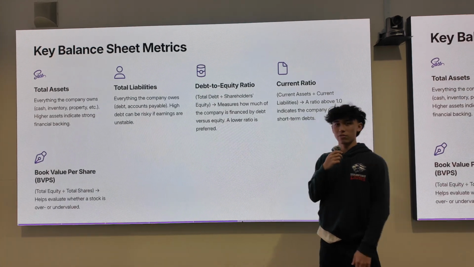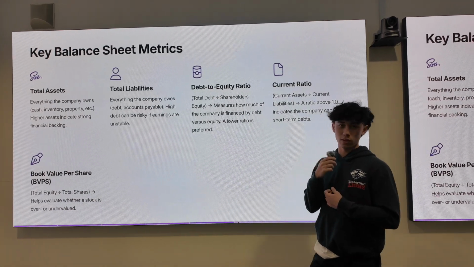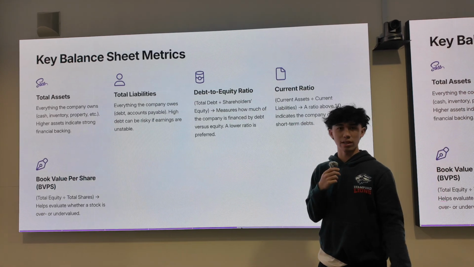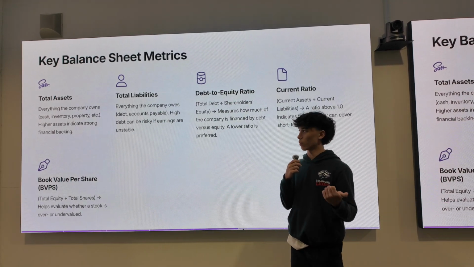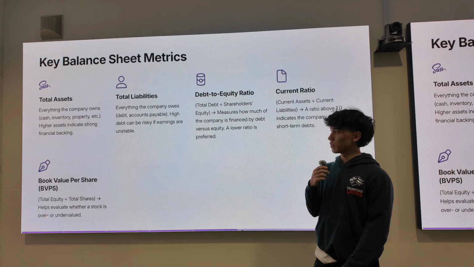So these are some key metrics that we as investors want to look at. A company's total assets, so that's just everything they own, including cash. It could be anything like property or inventory, such as machinery.